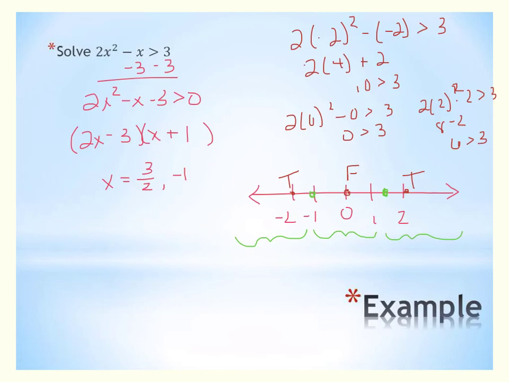Okay, so this would be the same thing. This is opening up. This would be the same thing as if your parabola looked like this and you have those two ends that are above it. So we're going to say x is less than -1 or x is greater than 3/2 or 1 1/2.